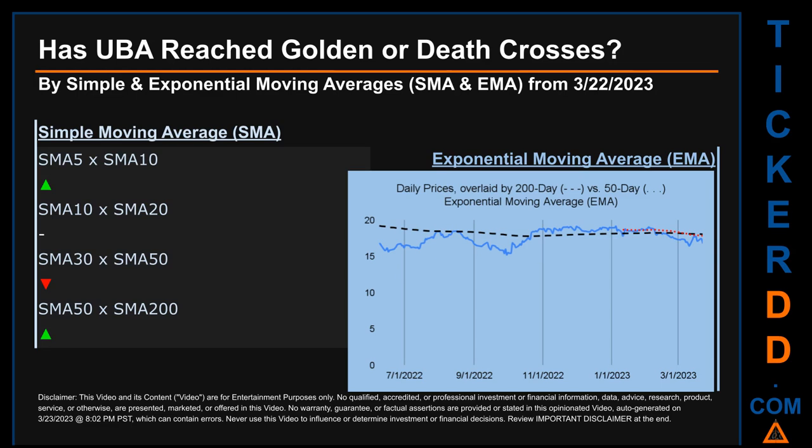For simple moving average, by comparing 50 to 200 days, we found a bullish golden cross signal since the 50-day SMA crossed above the 200-day. Continuing with SMA, we looked across the 5 to 10, the 10 to 20, and the 30 to 50-day ranges to see if golden and death crosses had been reached. We found a golden cross signal for the 5 to 10. We found a death cross signal for the 30 to 50. We could find neither a golden cross nor a death cross signal for the 10 to 20.